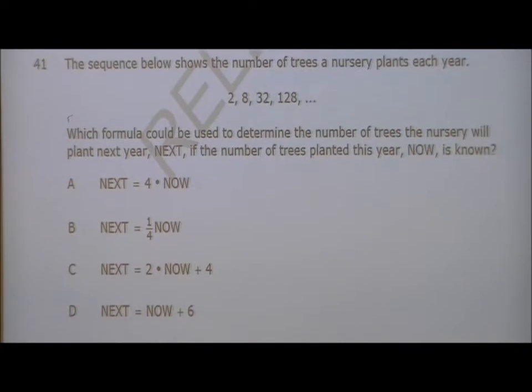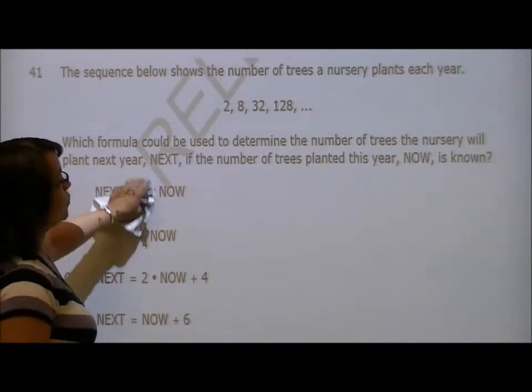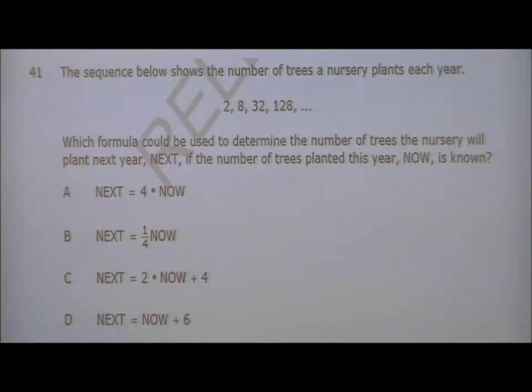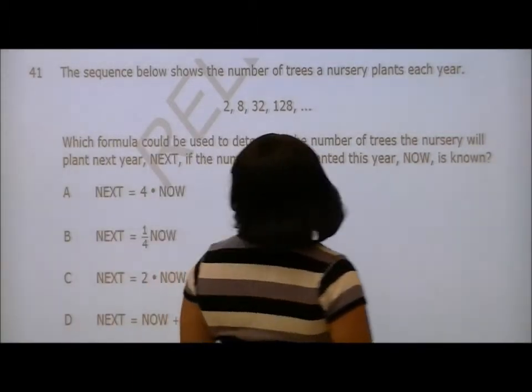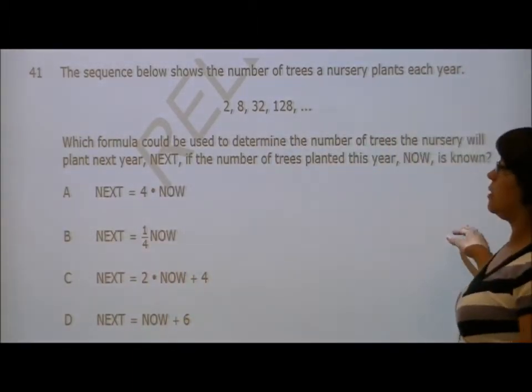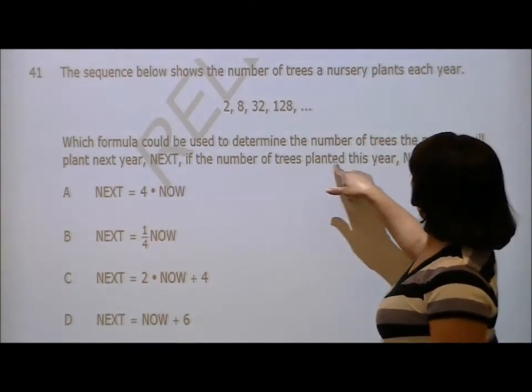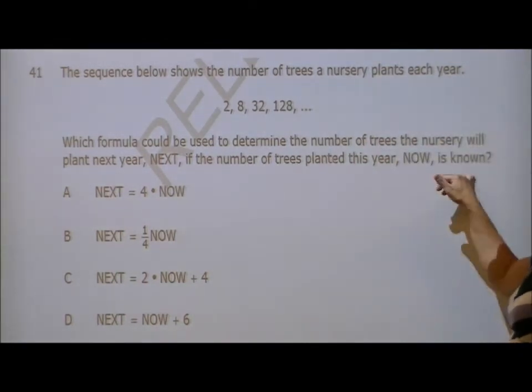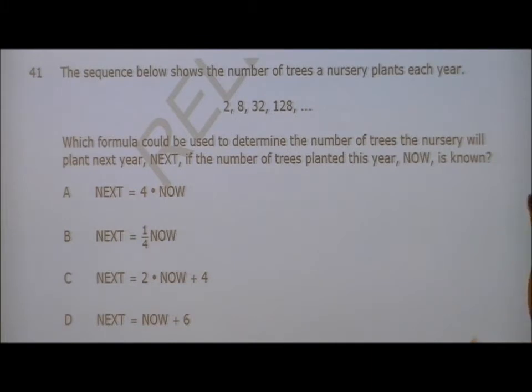For number 41, the sequence below shows the number of trees a nursery plants each year. Which formula could be used to determine the number of trees the nursery will plant next year, which is next, if the number of trees planted this year, which is now, is known?